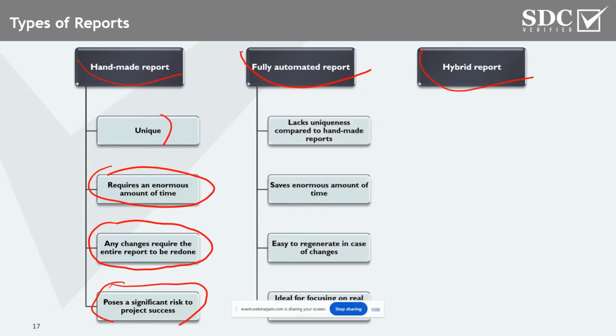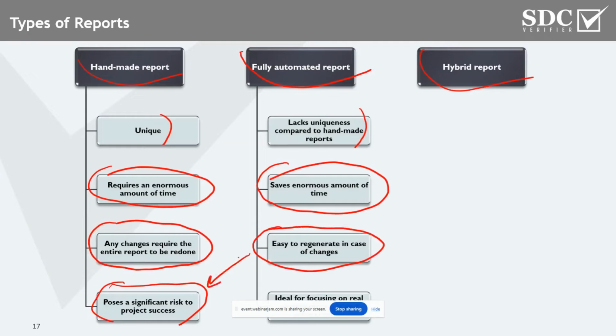So in this case, a fully automated report takes the advantage, although it might lack this uniqueness compared to the handmade report, because sometimes when we do complete automation, it lacks this uniqueness, or we need to put some extra effort. But what's more important, it saves an enormous amount of time. And it's easy to regenerate in case of any changes, which means that we are not posing this high risk to project success anymore. And this is basically the ideal thing for focusing on real engineering tasks and value creation.